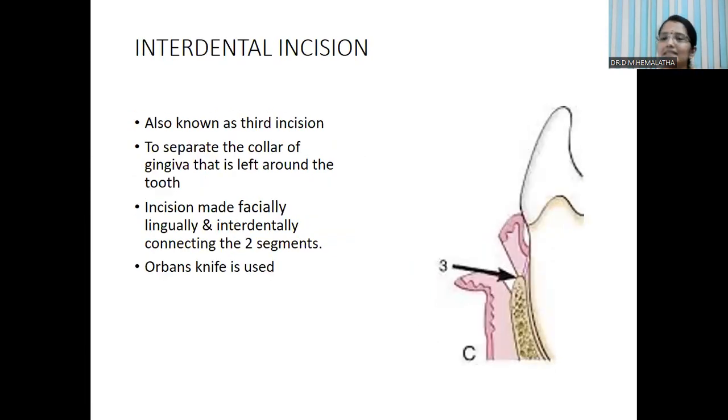Coming on to the third incision, the interdental incision, this incision is given with the help of an Orban's knife. It is given by separating the collar of the gingiva that is left around the tooth, and the incisions are made facially, lingually and in the interdental segments.